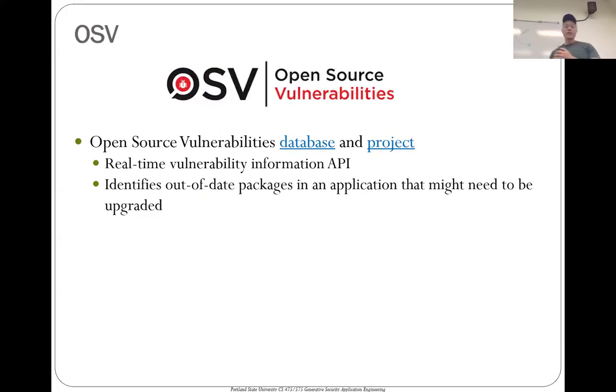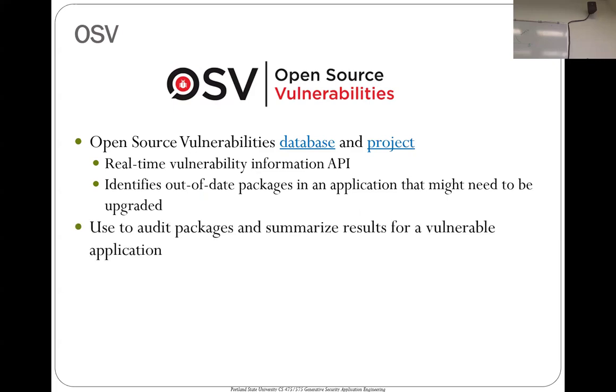Okay. OSV is similar. So it's a real-time vulnerability database, and it's got an API. And so it'll look at your packages, figure out which ones are out of date, and then give you suggestions as to which ones to upgrade. So there's an agent sitting in the repository that will automate the running and the identification of the vulnerable packages. So you're going to use it to audit the packages that are in the course repository, and then have it summarize the results of a vulnerable application.